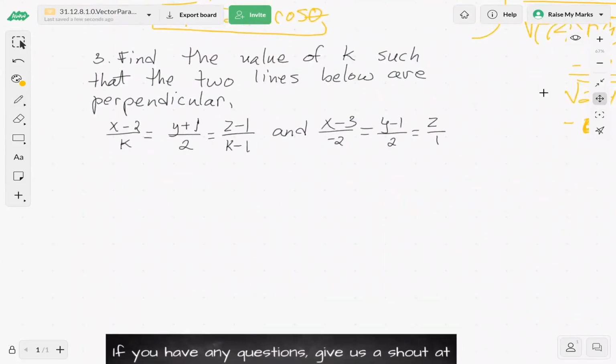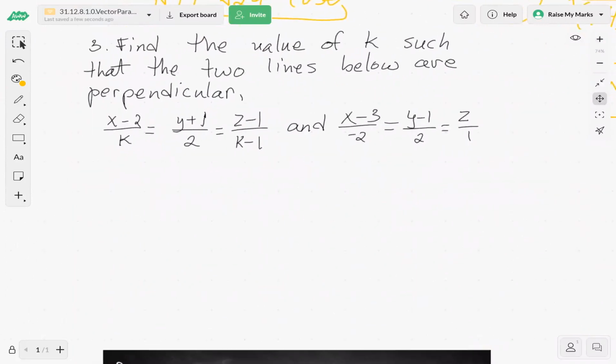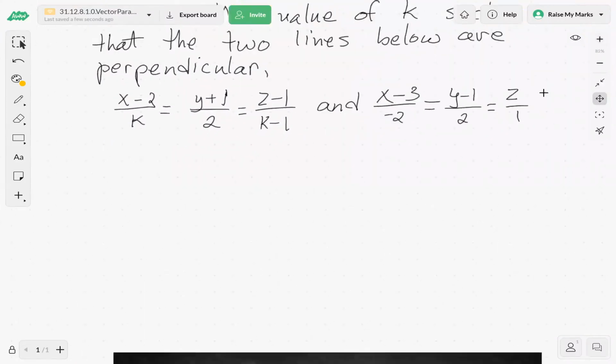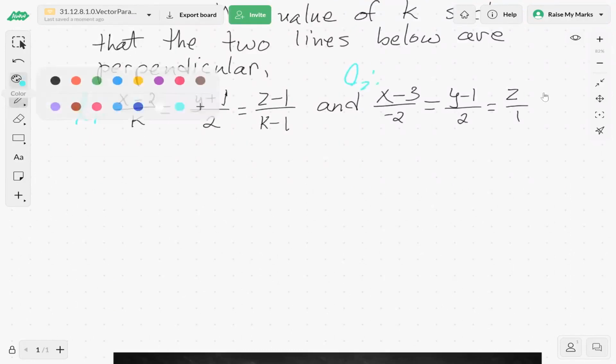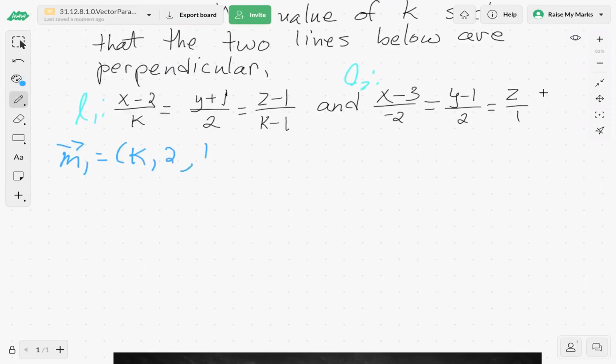All right. So let's have a look at this last question. So find the value of k such that the two lines below are perpendicular. All right. So again, application of the dot product. But first, let's pick a different color. Let's label our lines L1 and L2. Let's find the direction vector of L1: k, 2, k minus 1. Direction vector of line 2 is m2, negative 2, 2, and 1.